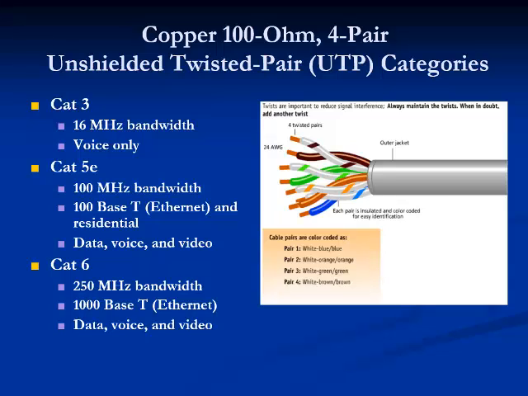that has an upward bandwidth threshold of 250 megahertz, and Category 6 is usually used for gigabit Ethernet with data, voice, and video applications.